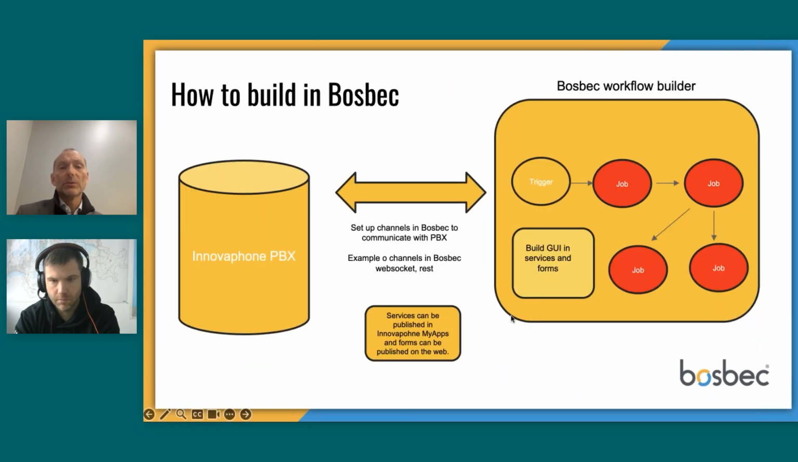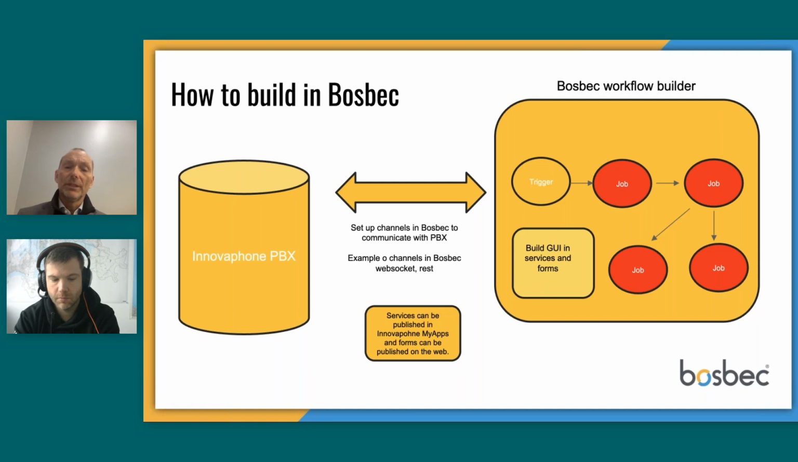So this is how it looks when we connect it to the innovaphone PBX. We can connect the innovaphone PBX in two ways, either with a REST or with a WebSocket, depending on what you would like to do. When you have connected to the PBX, you can start to build the solution, and the objects that you're building with in Bosbec are called jobs and triggers. So there are different kinds of jobs and triggers where you build the functionality in the solution.